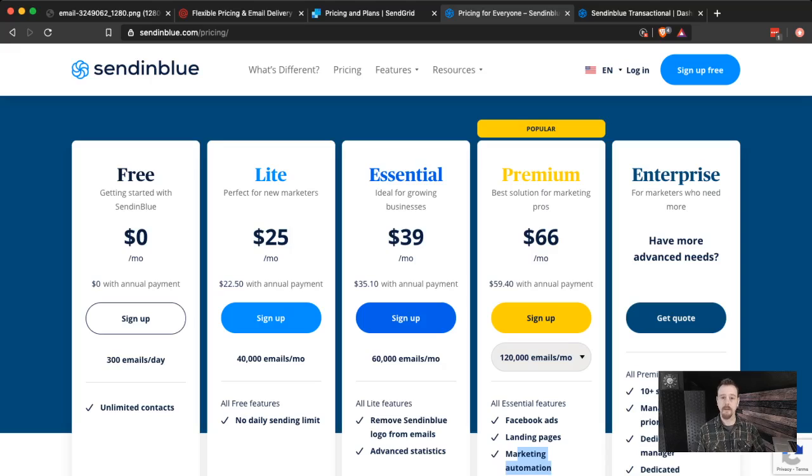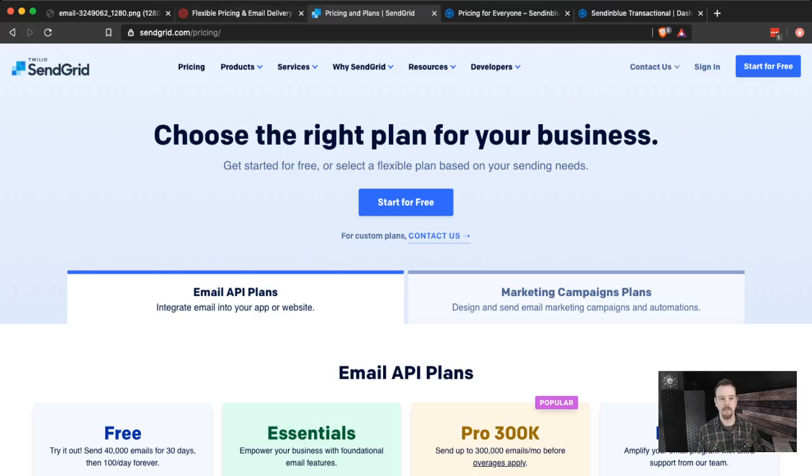But I also recommend the other two that we talked about, both Mailgun and SendGrid are great options too.